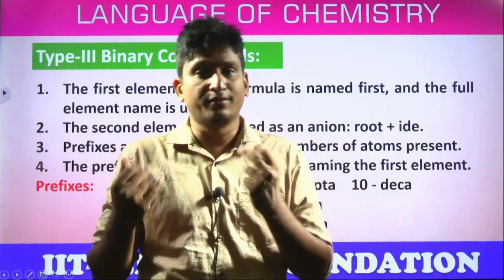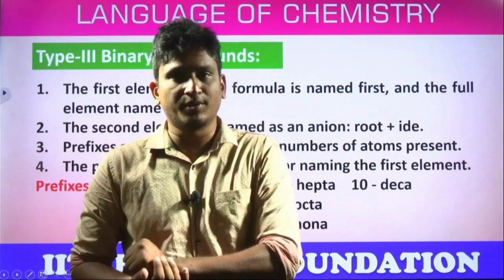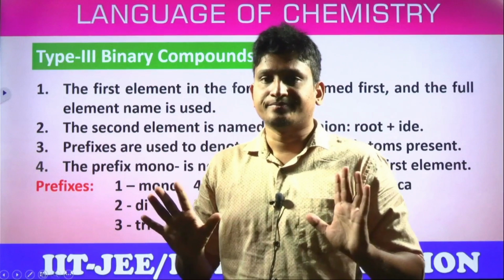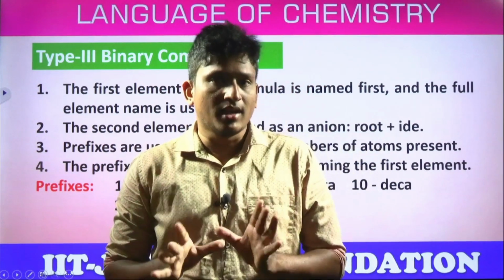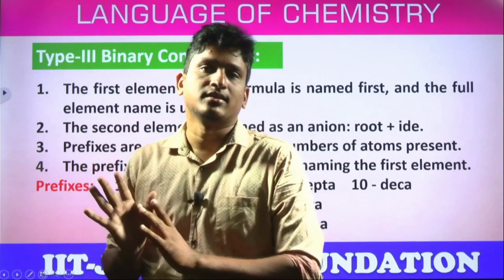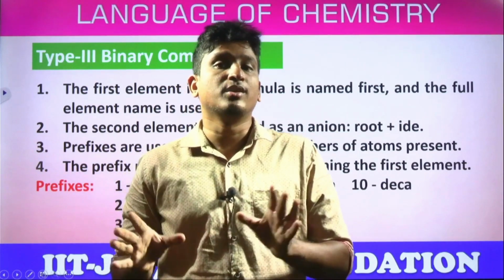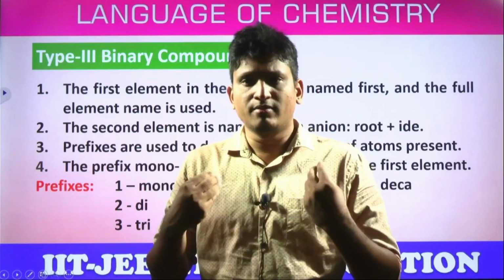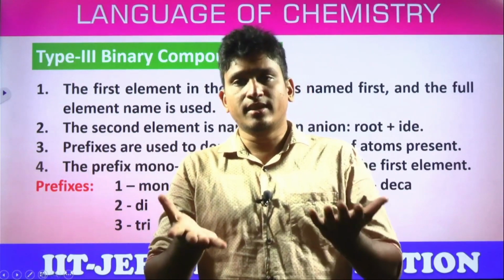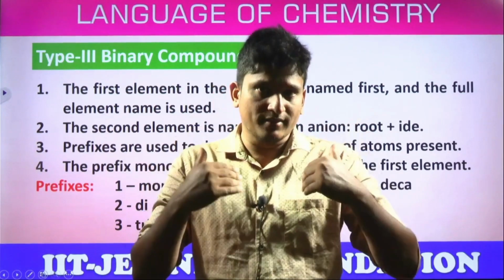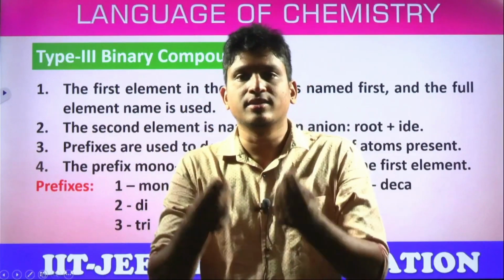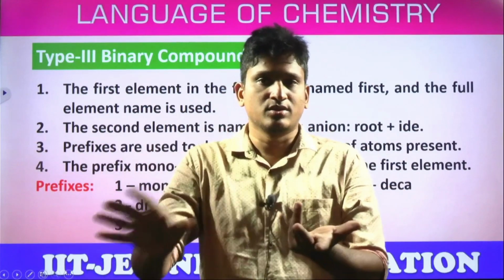So how to identify whether the compound is an ionic compound or a molecular compound? Simple. Students, ionic compounds are always made up of a metal and a non-metal. Why? Because what is the nature of metals? Metals always show a tendency to lose electrons. What is the nature of non-metals? Non-metals always show a tendency to gain electrons. So metals always form cations, non-metals always form anions, and the attraction between cation and anion is called ionic bonding. Got the clarity? So one is clear.